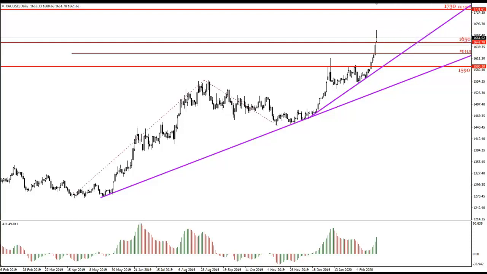Fundamental events of the week include the US GDP data for Q4 2019. In general, there is a high probability of continued growth and the achievement of local resistance at around 1730. However, in case of continued growth in demand for the American dollar, a downward correction to the level of 1590 is possible.